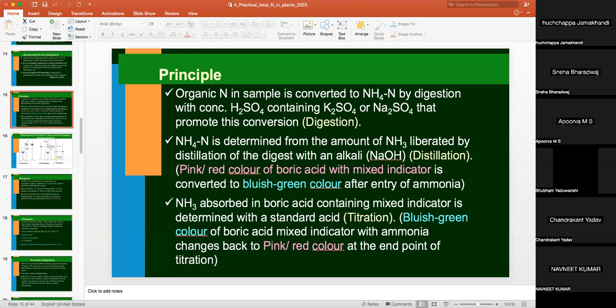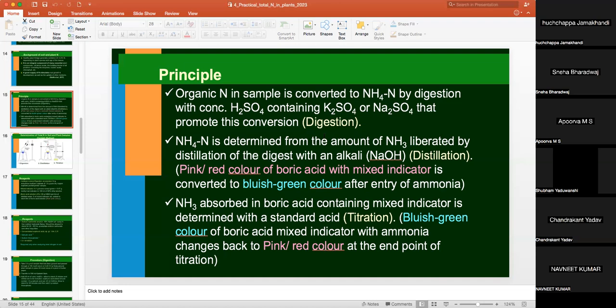Sulfuric acid has characteristics to burn the organic material. It releases carbon dioxide and water. And then the elements may come in inorganic form. Here we are dealing with nitrogen. It will be converted into ammonium form. And now we go for the second step, which is distillation.